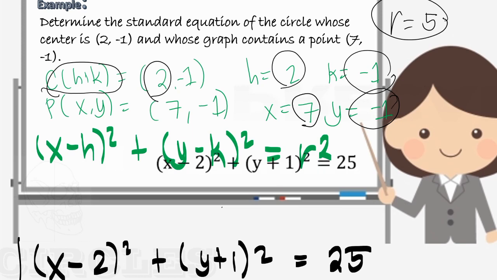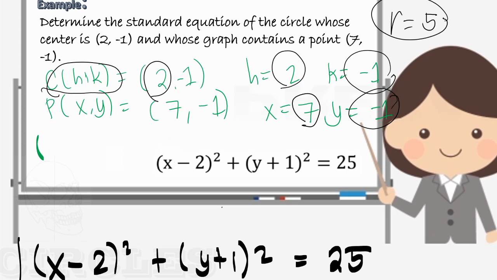Ito pala siya. So, ayan yung x minus 2 squared plus y plus 1 squared is equal to 25. So, tama naman yung sagot natin.